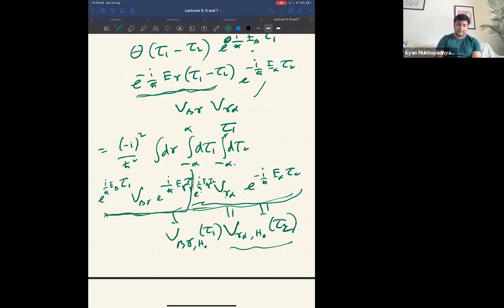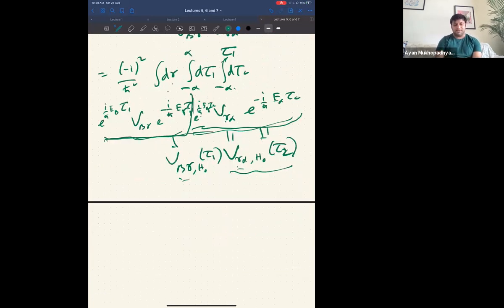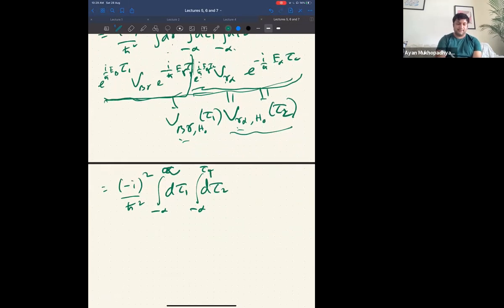And then you see that I also have this dγ integral, but this dγ integral is nothing but inserting a complete set of states, and so this is nothing but minus i squared by ħ squared, dτ_1 dτ_2. The τ_2 integral goes from minus infinity to τ_1, sorry, this goes from minus infinity to infinity, and sorry, this goes up to τ_1. And then this object is nothing but the matrix element of the following, V_{I}(τ_1) V_{I}(τ_2), the matrix element βα of this operator.